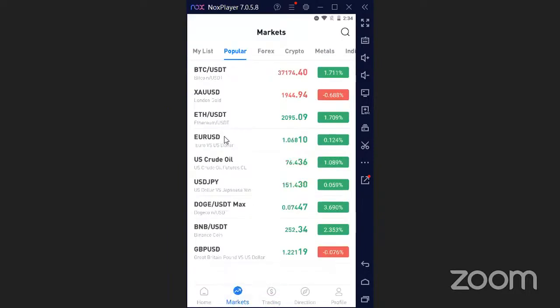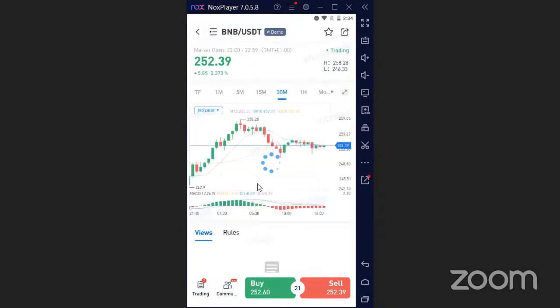All right. Then we also have pending orders. So let's use any of these and set a pending order. It doesn't matter. You can set this on any trade on any market. So let's say this is crypto asset BNB USDT, Binance Coin against the United States dollar. So let's say we want to set a buy limit around this area. When this market gets to this area, it's going to start buying.